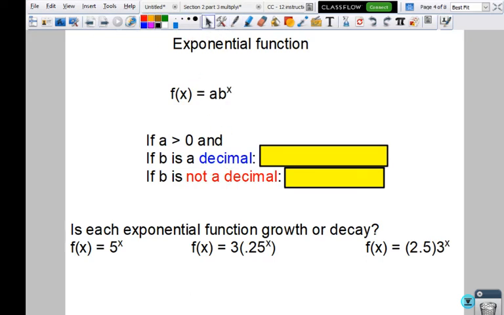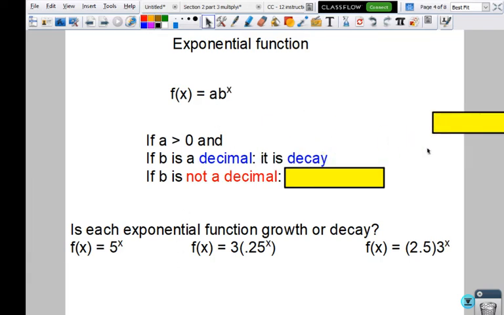And most of what we're doing today is just working with some exponential functions. So this is a basic exponential function: f of x equals a times b to the x, where a and b are both regular numbers. If a is greater than 0, and if b is a decimal, we have exponential decay. And when I say decimal, I mean between 0 and 1.